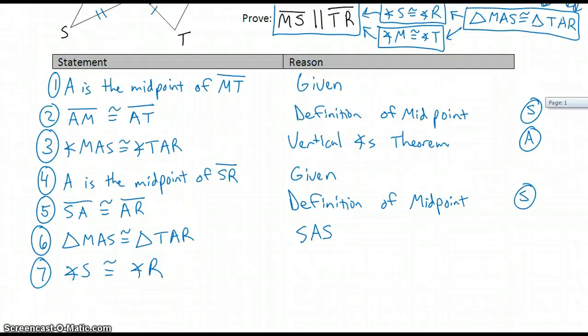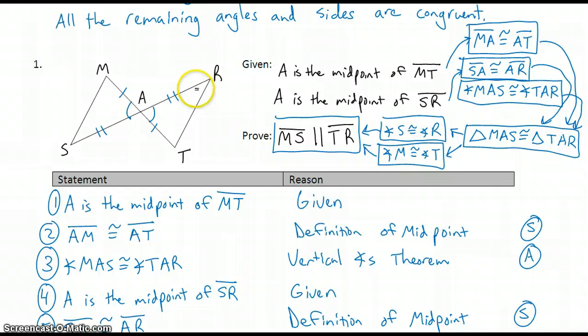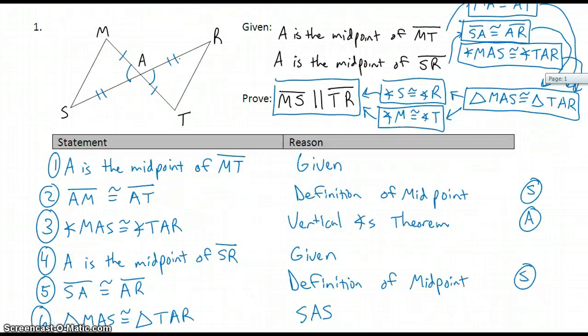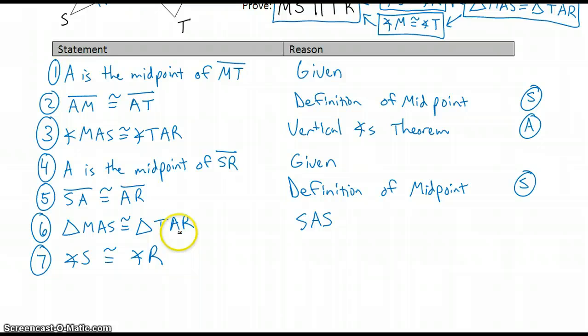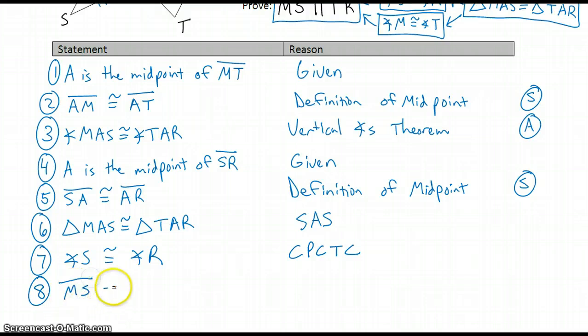Now be careful. A lot of you will want to say that angle S and angle R are congruent because they're alternate interior angles. That's not the reason they're congruent. They're congruent because they're corresponding parts of congruent triangles. And because they're congruent, that proves that my lines are parallel. Whenever I have alternate interior angles that are congruent, the lines cut by that transversal will be parallel.